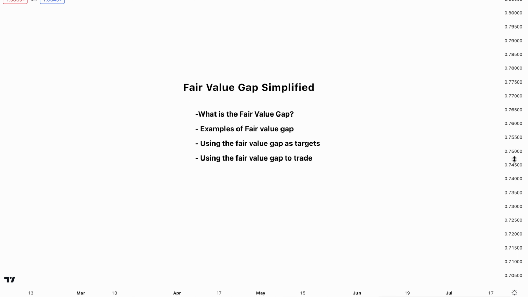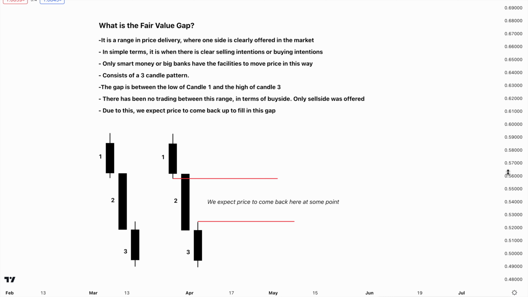When we are talking about a fair value gap, we are essentially referring to a range in price delivery where one side of the market was in clear domination, intense selling pressure, or intense buying pressure. These are clear to see as they stand out. You won't be able to miss them.